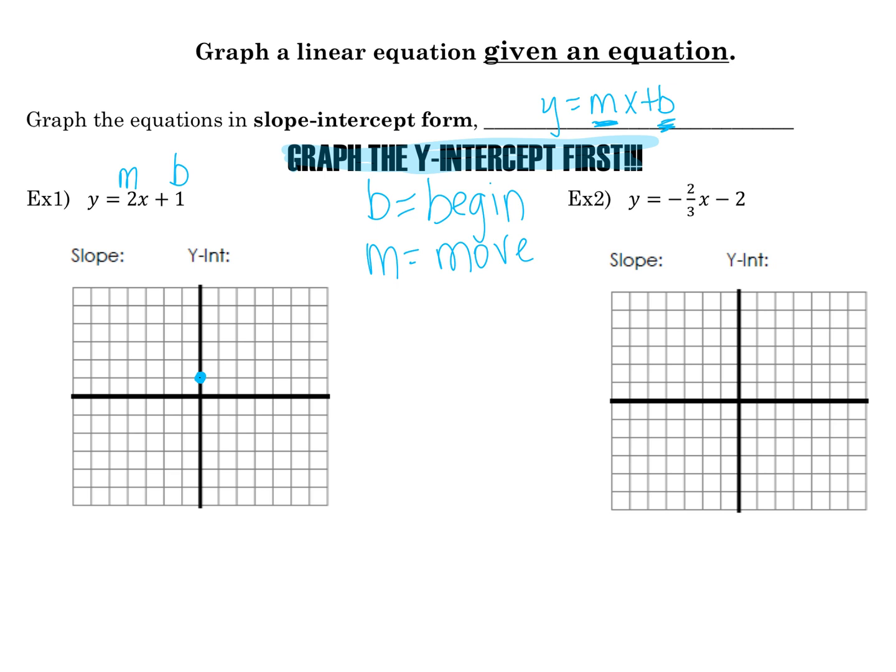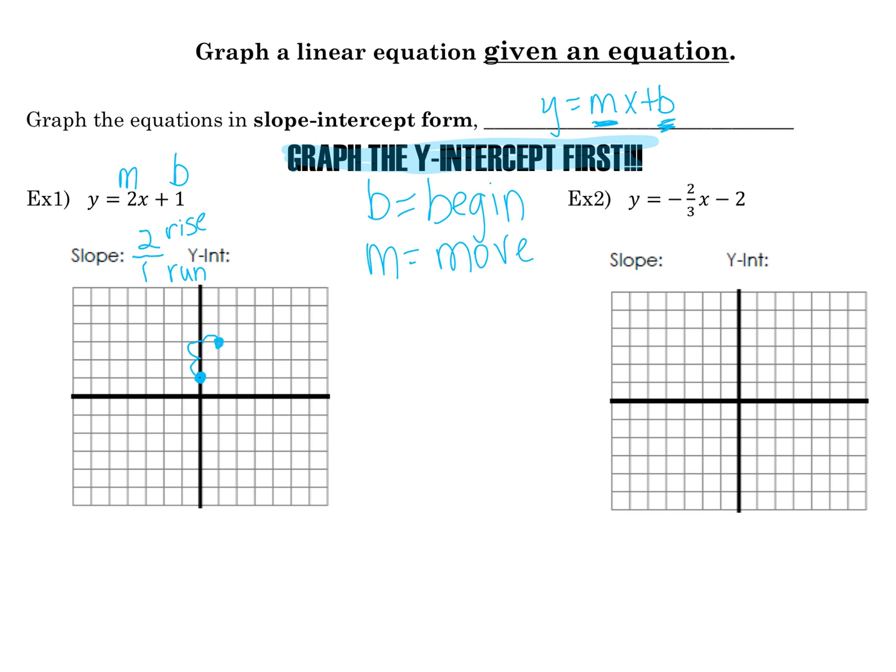Okay, now with your slope being 2, you always want to remember that your slope needs to be a fraction. So if you have a whole number, go ahead and put it over 1. The top number is your rise, the bottom number is your run. Okay, so from this point 1, we're going to rise 2, so 1, 2, and then we're going to run 1. Okay, now don't put a point until you're done running. You're not going to put a point after you rise.